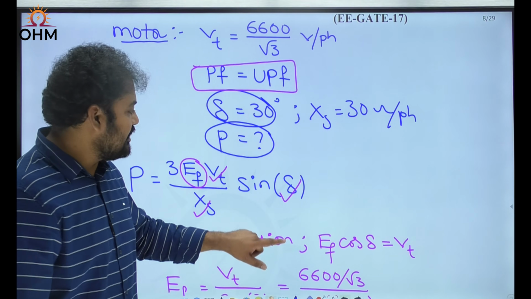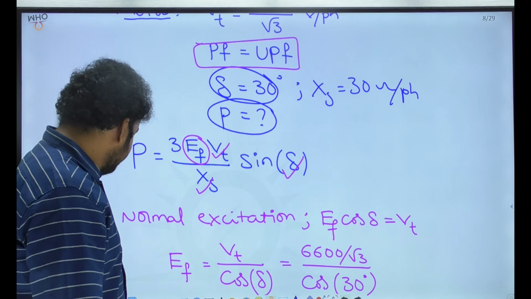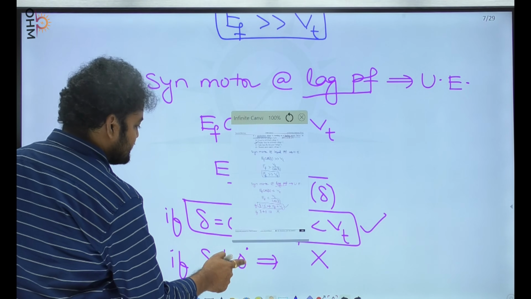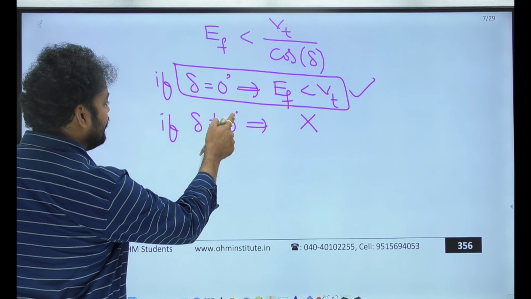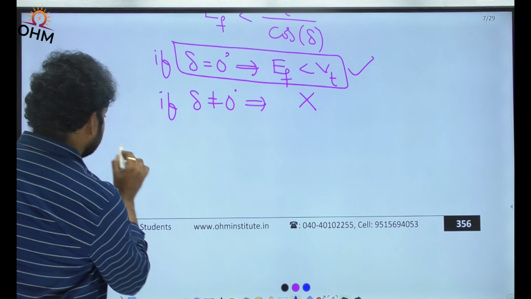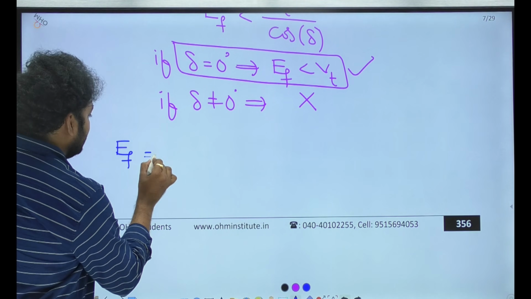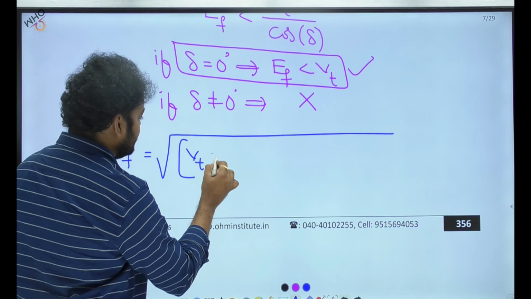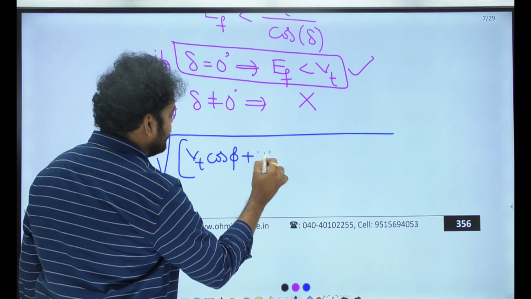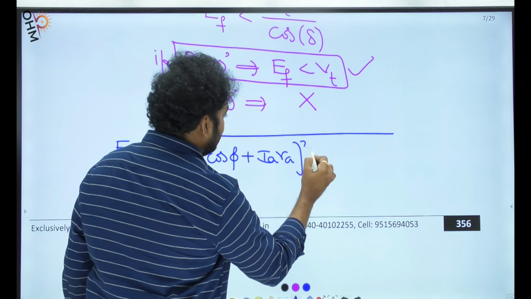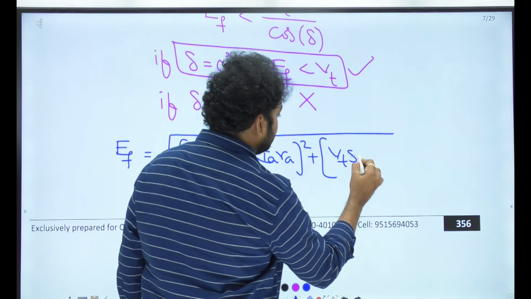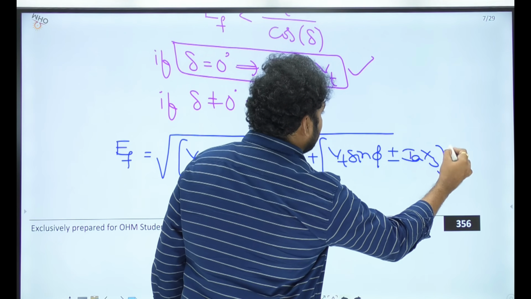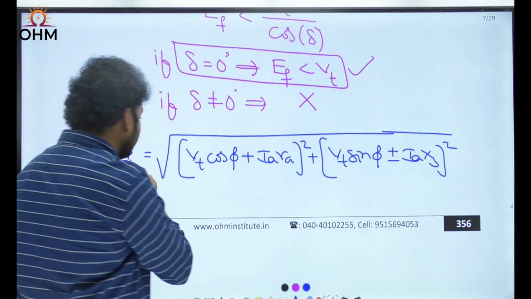In that case, what you can do, you can use the induced EMF formula. We have one more formula for induced EMF. What is that? Induced EMF is equal to square root of (VT cos phi plus IA RA) whole square plus (VT sin phi plus or minus IA XS) whole square. Now you can use this formula to calculate induced EMF.